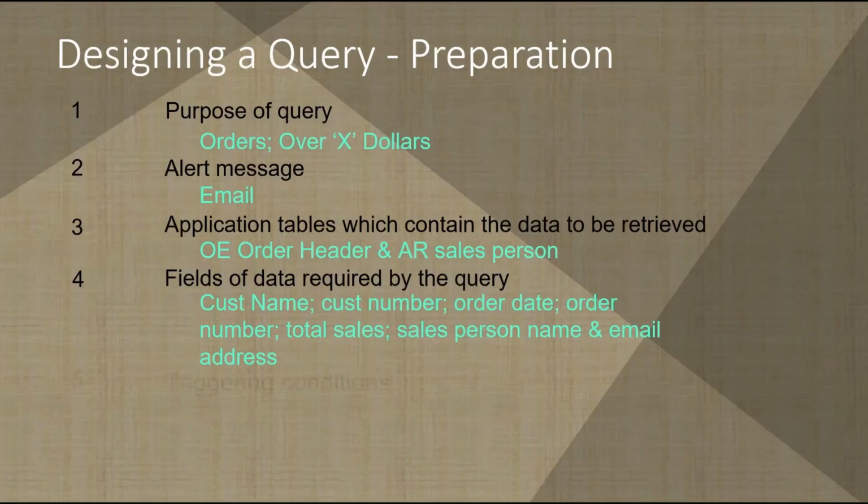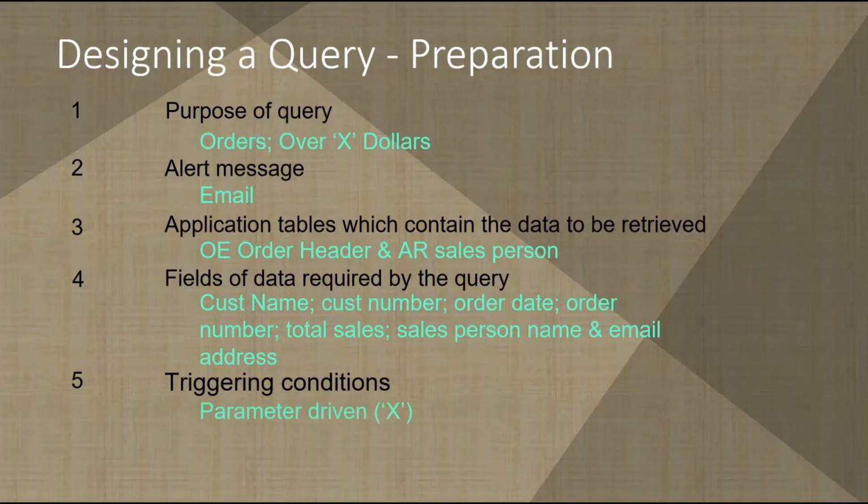The fifth item is to determine the triggering conditions. In our example, we are looking for a customer sales order totaling $1,000 or more. So our triggering condition is the parameter-driven X that we identified earlier. The actual dollar threshold will be determined on the event itself. Finally, we will determine the alert recipients. These are the VP of Sales and the salesperson.